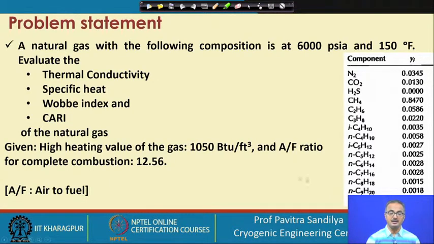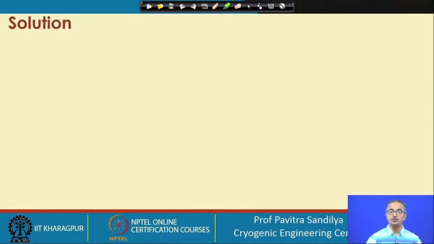So, in this we have been given the high heating value of the natural gas as 1050 BTU per cubic feet and the air to fuel ratio as 12.56. With these data, now we proceed to go for a solution.